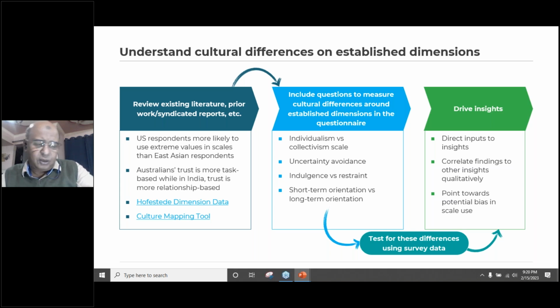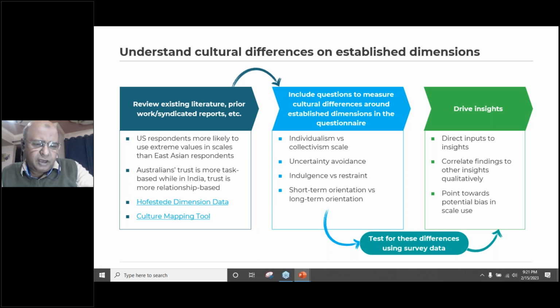For example, in Australia, amongst Australians, trust is more task-based, while in India, trust is more relationship-based. And that would hold for a lot of Western cultures vis-a-vis Eastern cultures, just speaking broadly. US respondents have been found to be more likely to use extreme values in scales than East Asian respondents, who tend to be more conservative in terms of the scale points that they use. Now, there is published research, historical research. We also have research that is published on a regular basis.